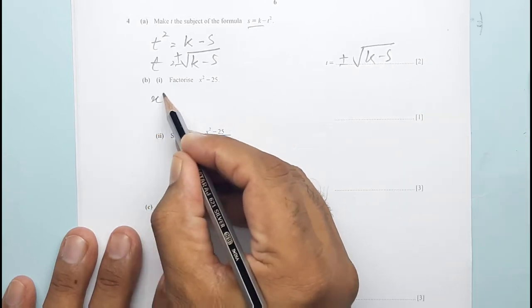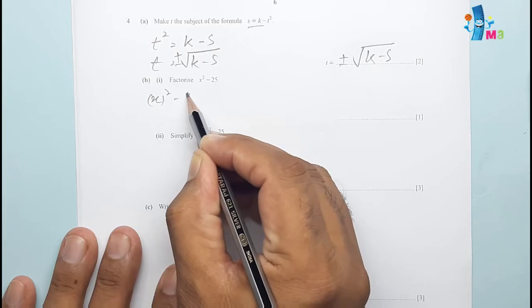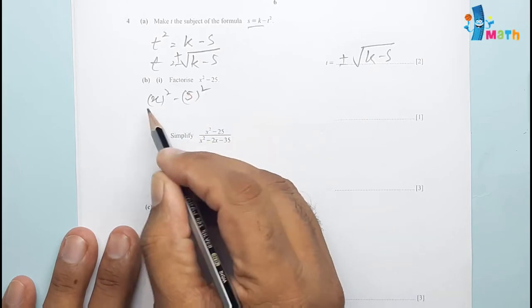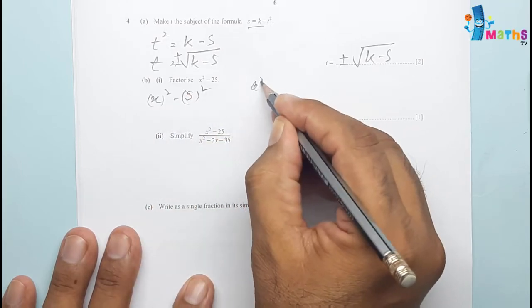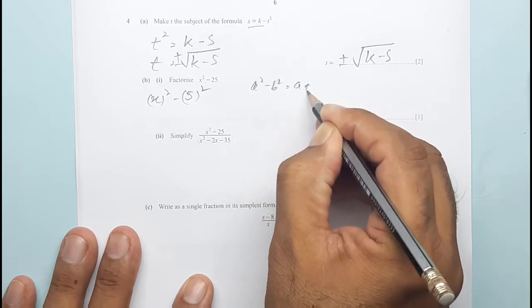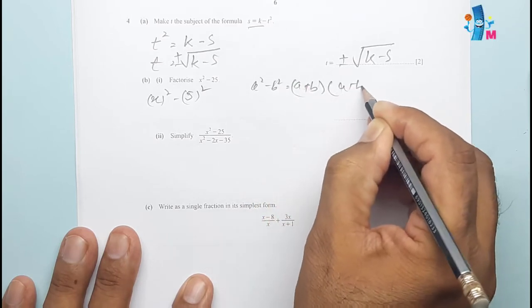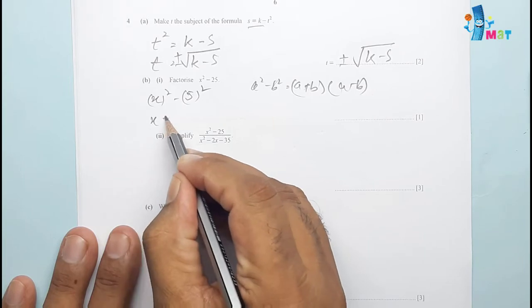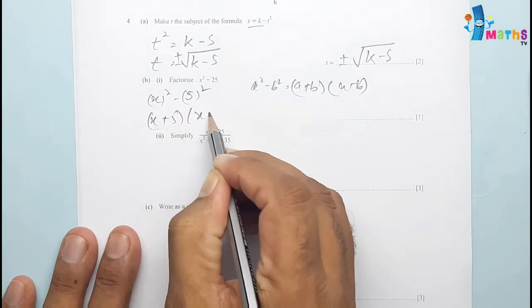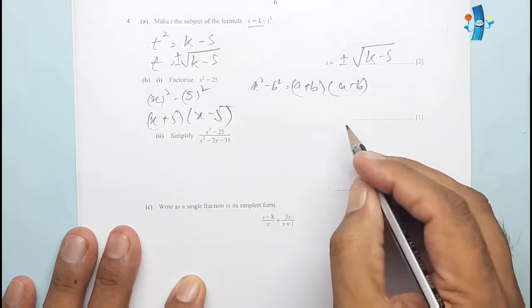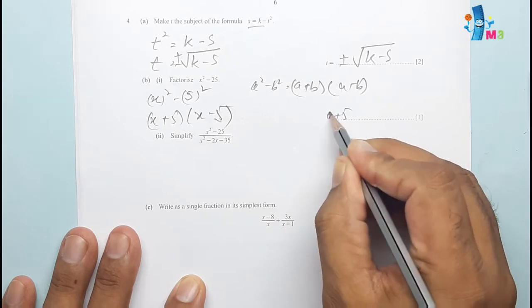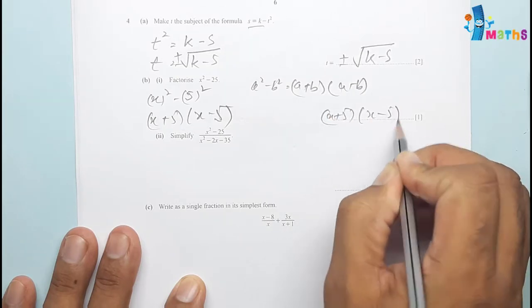Factorize. x square minus 5 square, we can write it using the a square minus b square formula. a square minus b square is equal to a plus b into a minus b. The same formula will be applied: x plus 5 and x minus 5. So this will be our answer.